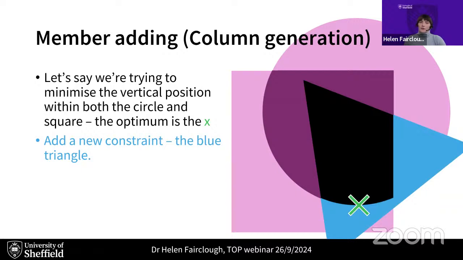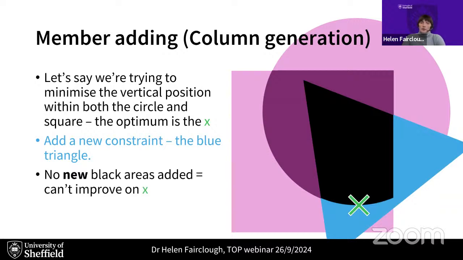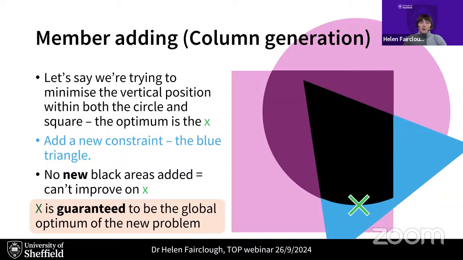Well, is it going to have changed? We know that we've not added any new areas that this optimal point could be in. There are no new black areas. We've just removed some that are shown in purple. And that point that was the best before is still valid. So we know that we can't improve it. It was the optimum before. We've not added any new, potentially better places we can go. So we can't possibly have improved it. So we know that that original point is guaranteed to be the optimum for the new problem.